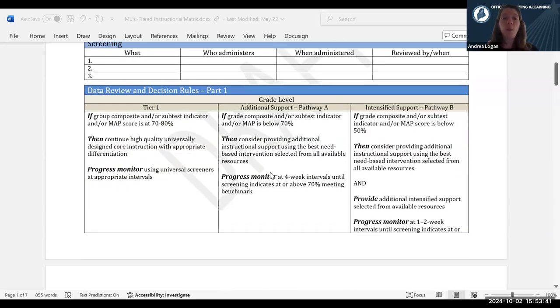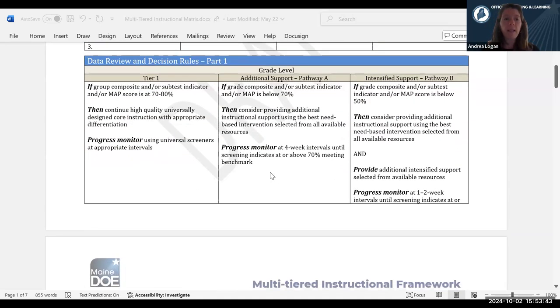And then we do some pre-planning as part one for data review and decision rules. Your data review and your decision rules change a little bit depending on the tier that you're functioning in. And it's also broken down into a couple of different levels. So you'll see, let's see if I can find my annotate tool right here. You'll see right here that there's a grade level data review and decision rules.